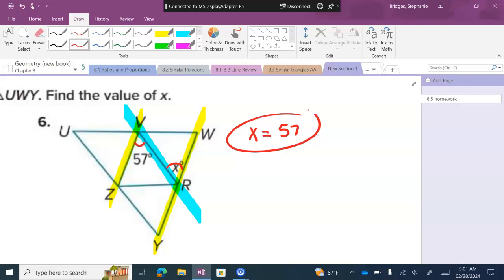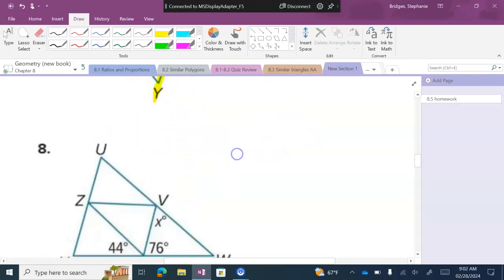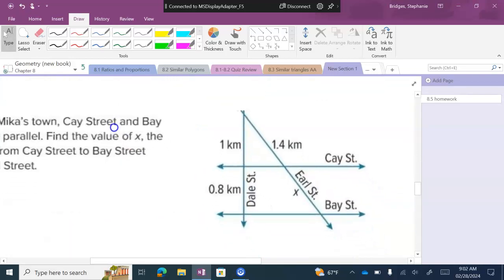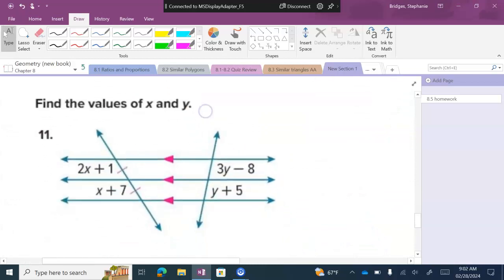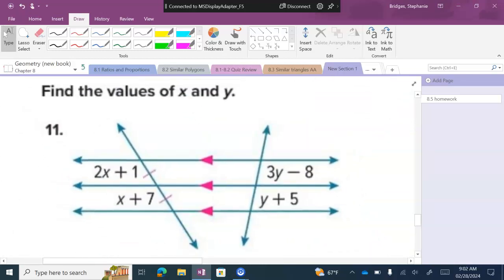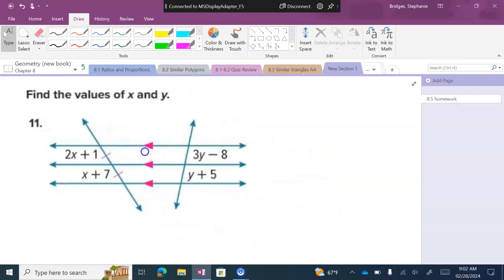All right, let's flip over to 11. That way, you only have to do 5, 7, 8, and 9 for homework. Okay, let's go over to 11. All right, look at your picture. It's telling me to find x and y, correct? All right, I have 3 parallel lines, do I not? Yeah, what other markings do I have? I have some congruence. That 2x plus 1 is congruent to which part? What other has a congruent marking on it? X plus 7.